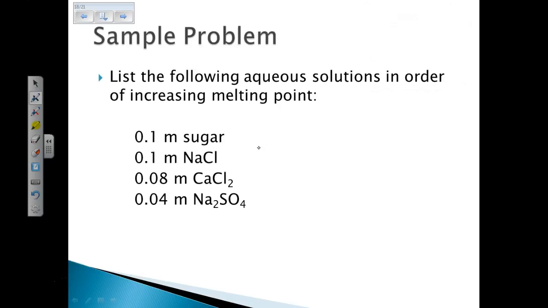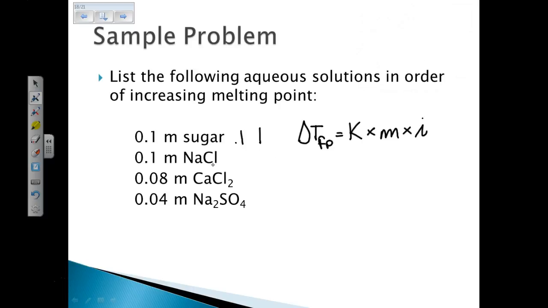So there are two things that go into the freezing point depression. There's the constant, of course, but that's always constant. There's the molality, and there's the Van't Hoff factor. So what's the Van't Hoff factor of sugar? Sugar is a covalently bound molecule, so the Van't Hoff factor for this is 1, and the molality is 0.1.